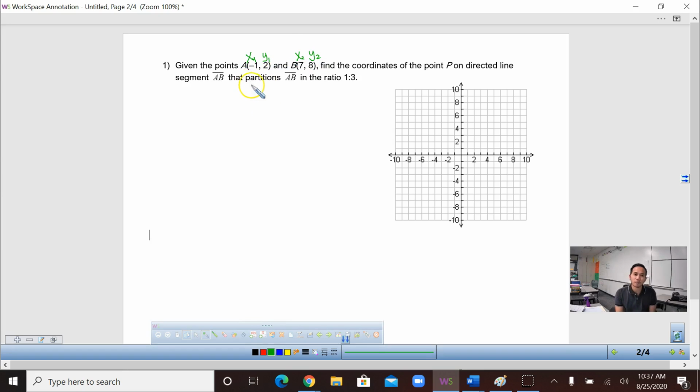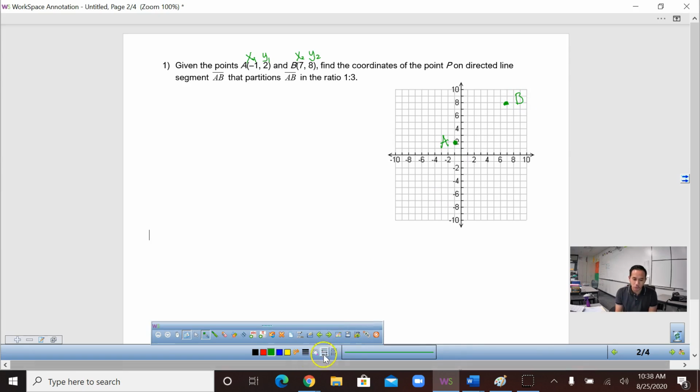So I'm going to graph point A, which is -1, 2. So -1 and then +2. This is my point A. Okay, don't forget to name your points. And then we have 7 and then 8. Now this is your point B, right?